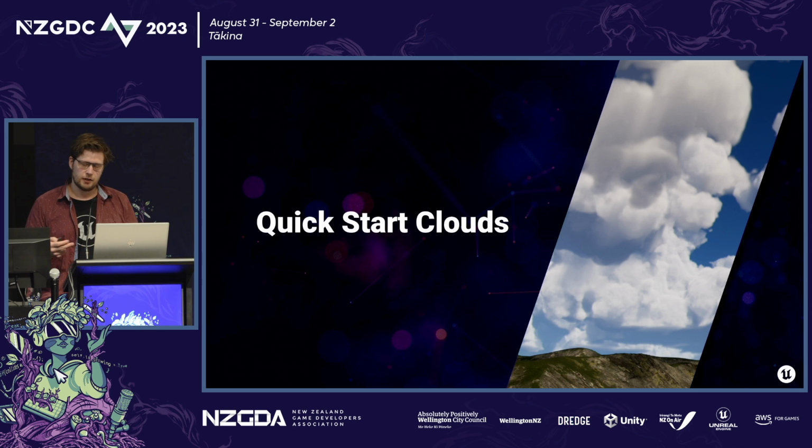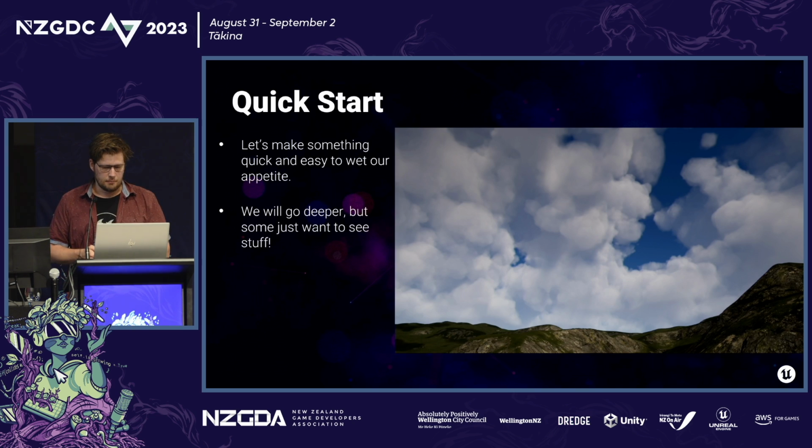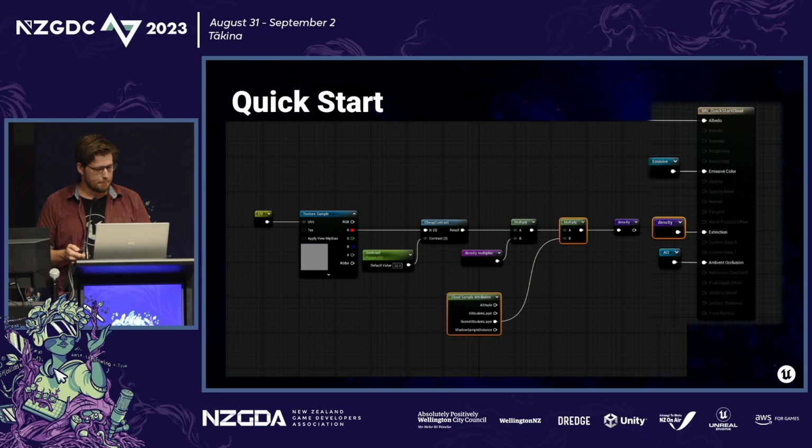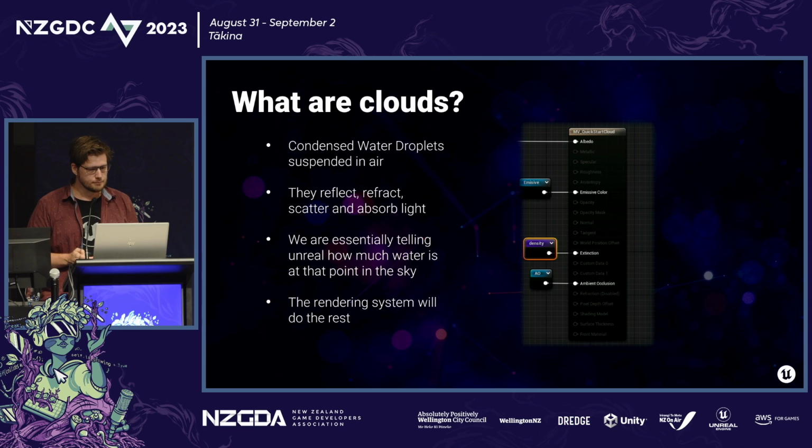So let's do a really quick setup and see how this works. I've broken it down into stages so you can see what steps you'd need to take, because it's nice to create something quick and dirty and whet our appetite. So here's a really, really basic material. And again, we're trying to tell Unreal what that extinction slot is.